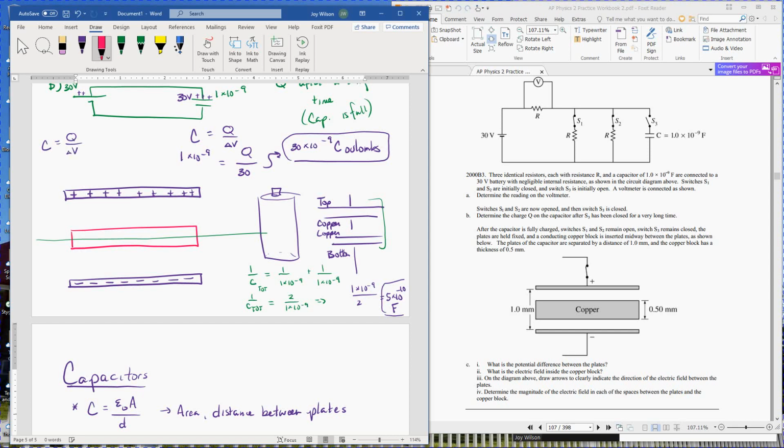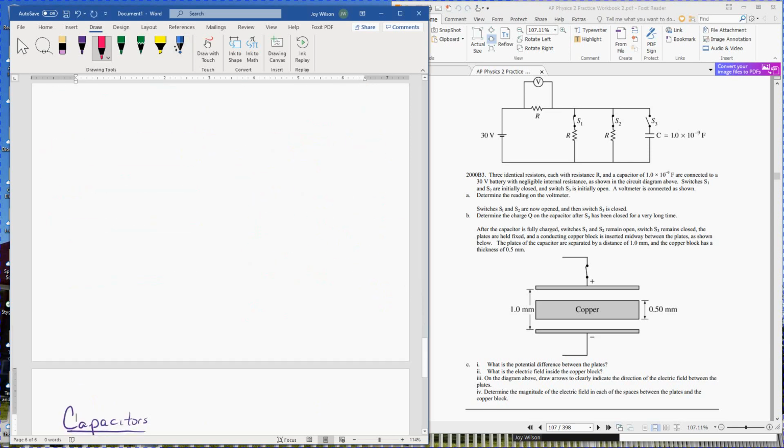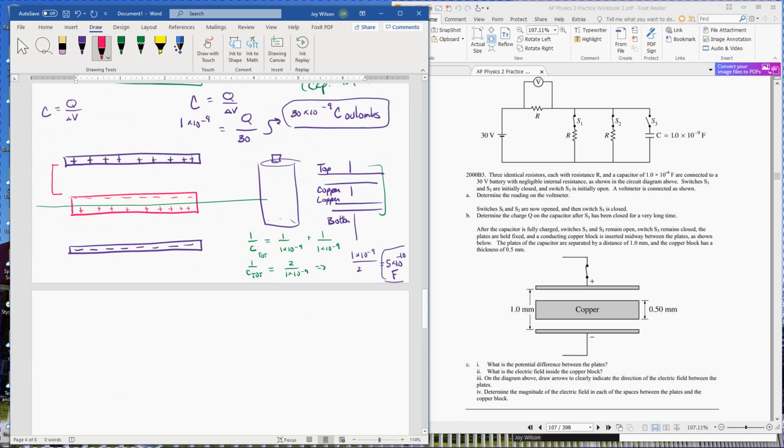Well, when you put this copper in here, guess what's going to happen? The copper, being a conductor, is going to have its positives run down to this side, and it's going to have its negatives run to the top side. So now the plate separation here is what we're concerned with. So let me put in a new page so that we can keep talking about this drawing.